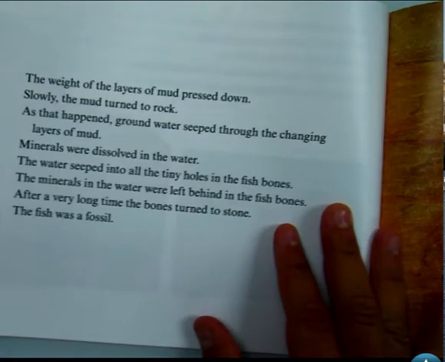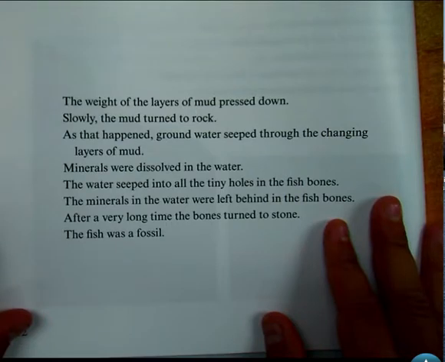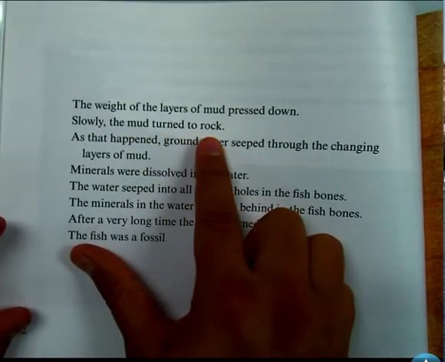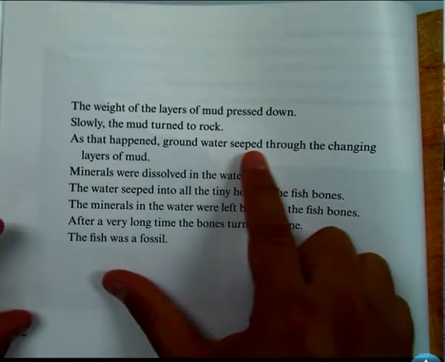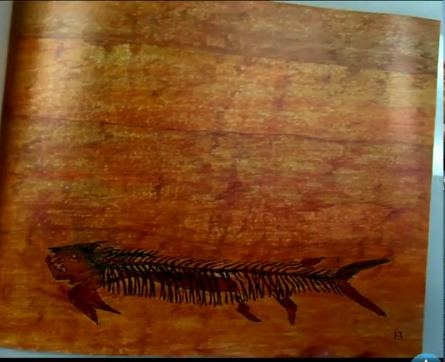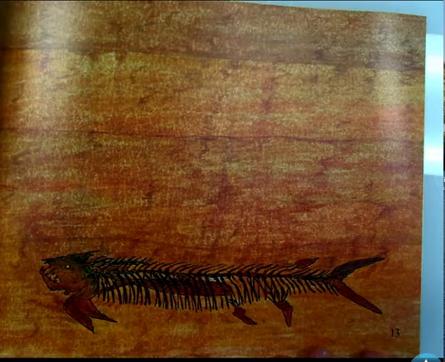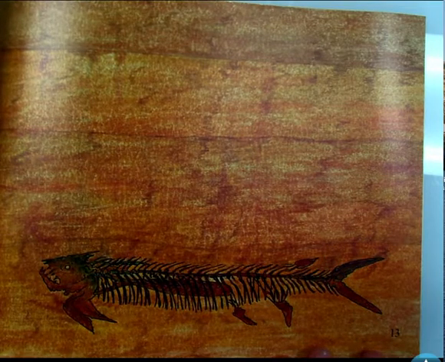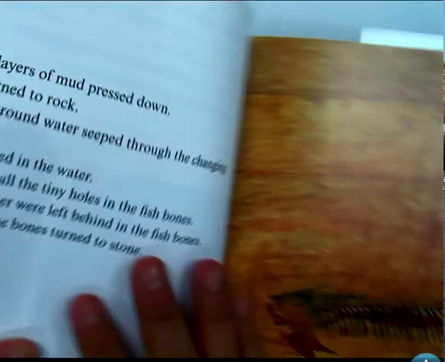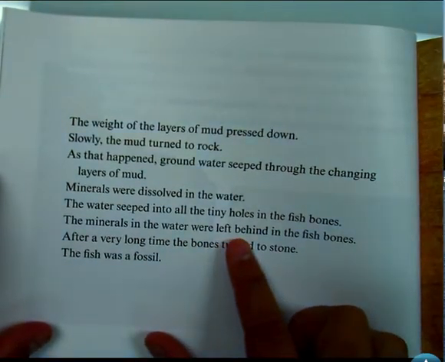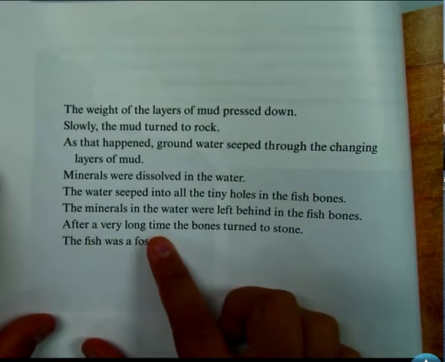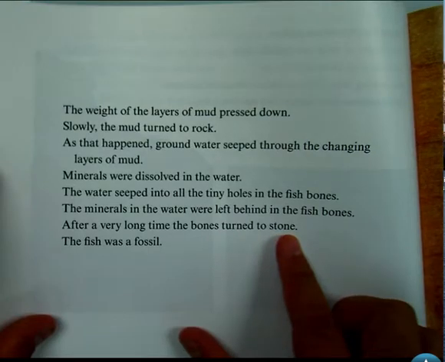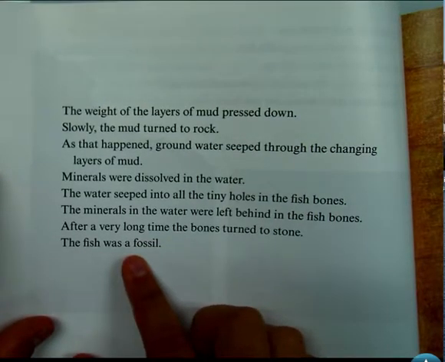The weight of the layers of mud pressed down. Slowly, the mud turned to rock. As that happened, groundwater seeped through the changing layers of mud. Minerals were dissolved in water. The water seeped into all the tiny holes in the fish bones. The minerals in the water were left behind in the fish bones. After a very long time, the bones turned to stone. The fish was a fossil.